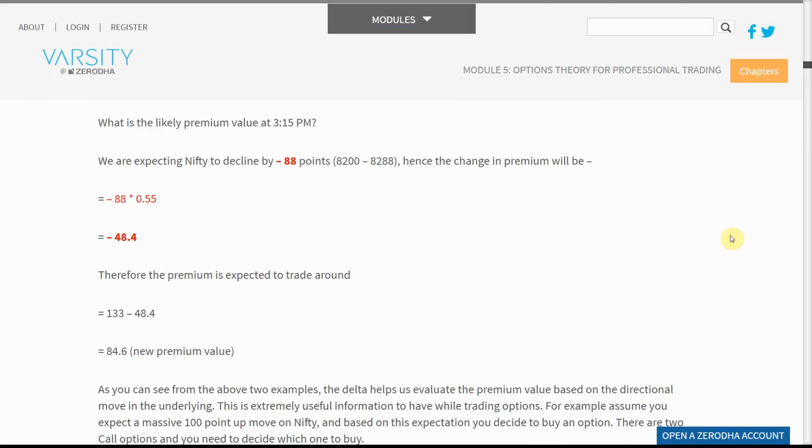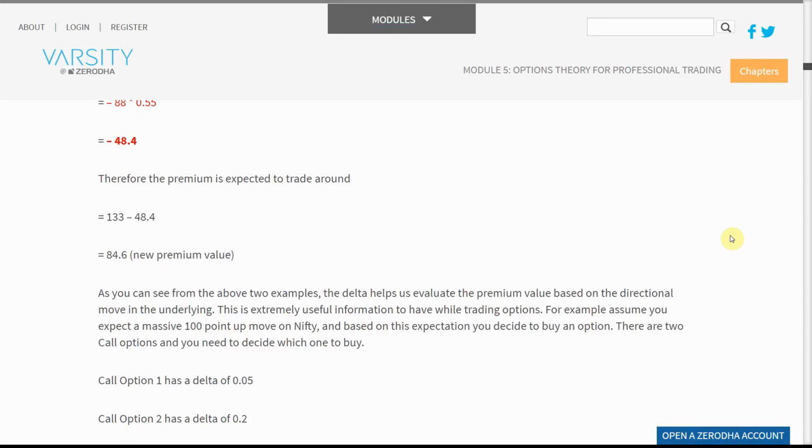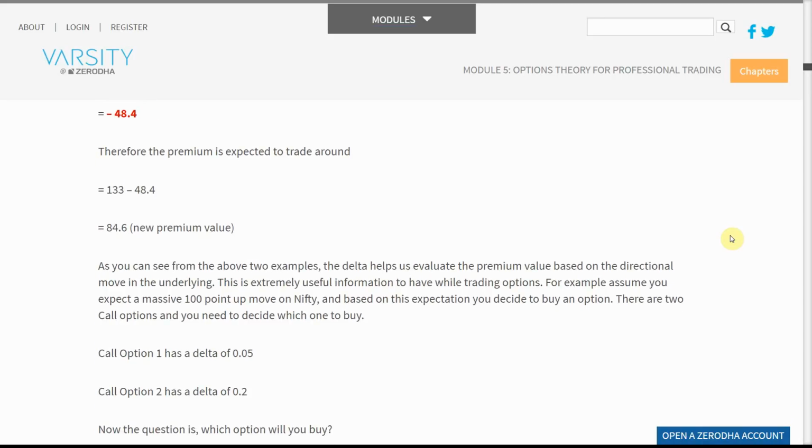We are expecting Nifty to decline by 88 points, 8200-8288. Hence the change in premium will be equal to 88 * 0.55 = 48.4. Therefore, the premium is expected to trade around 133 - 48.4 = 84.6, the new premium value.